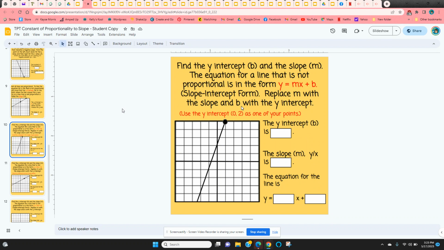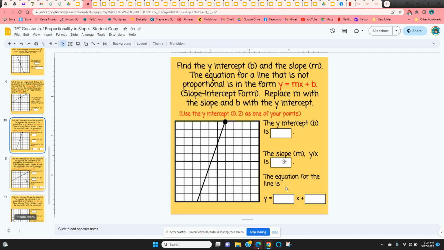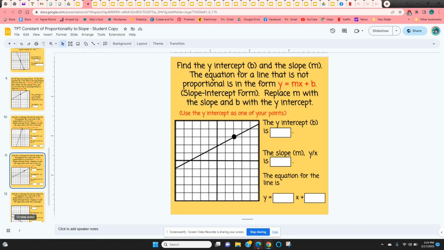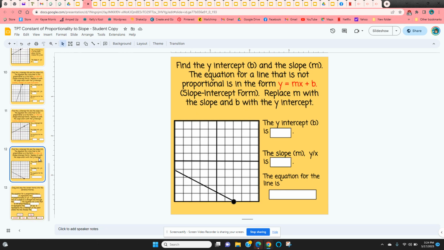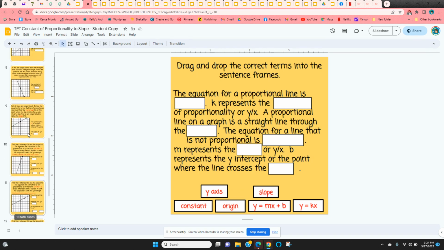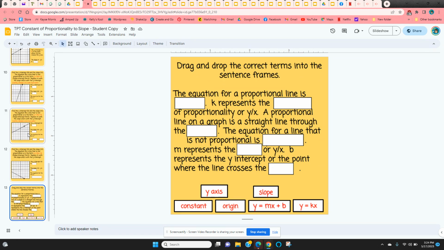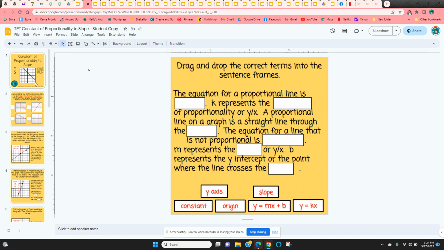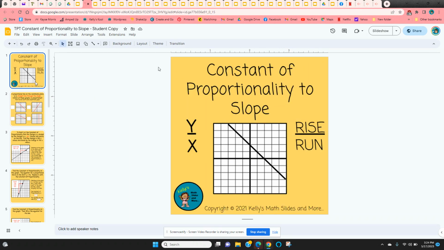On the next slide, they're going to find the y-intercept, find the slope, and then type in the equation for the line. Same thing on slide 11. Slide 12 will give you a negative slope. And then when they get to the final slide, they're going to be moving these terms into the correct place in the sentence frame. Now all of the completed slides are on a separate file for the teacher, and this is constant of proportionality to slope.